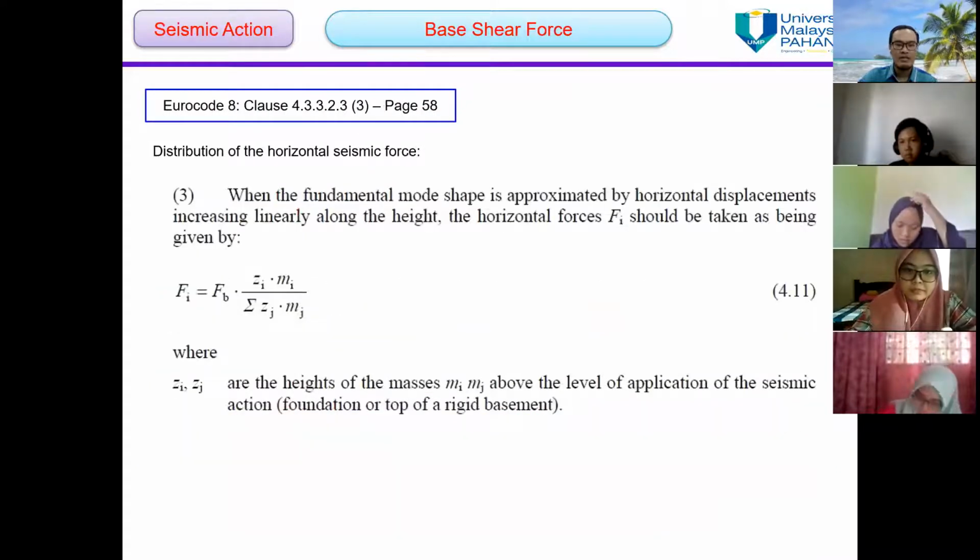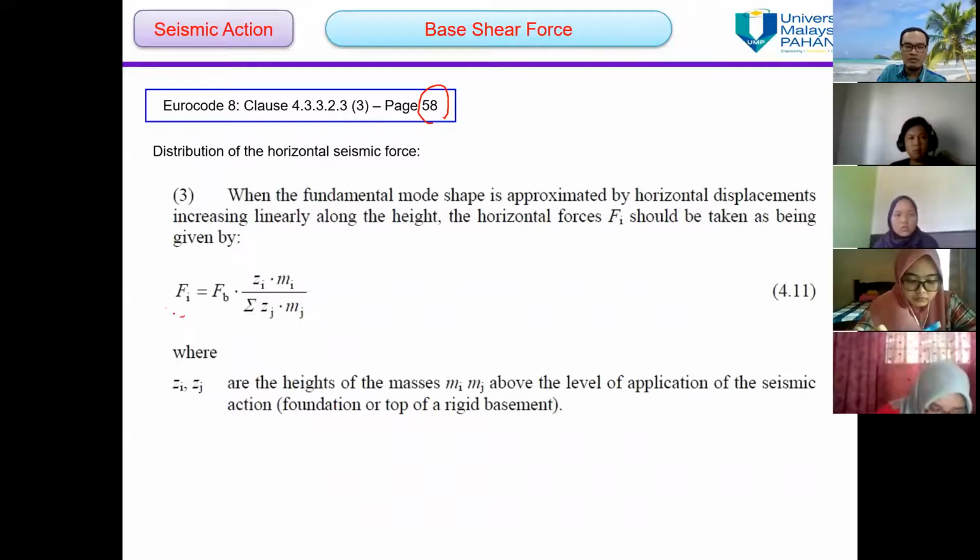Okay, this is from page number 58 in Eurocode 8, which is the equation on how to distribute the base shear force to become the lateral story force for every story. We use this equation, where it is equal to the total base shear force times Zi times Mi over the summation of Zj times Mj. So we can look here at what Zi is.